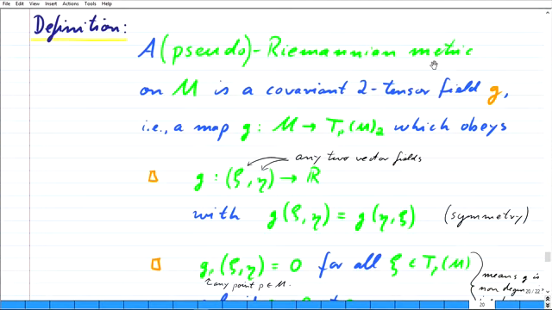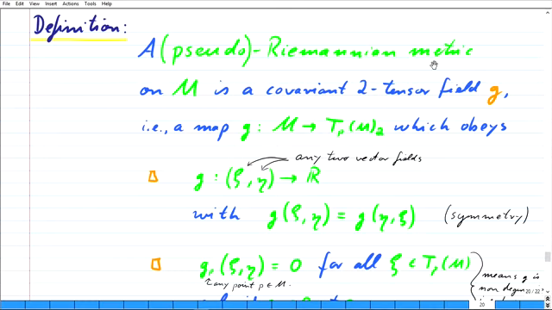We therefore define metrics. We define that a pseudo-Riemannian metric, and I put it in brackets because the definition covers 2 cases, the Riemannian case and the pseudo-Riemannian case, on a manifold M is a covariant two-tensor field, g. That is, it is a map from the manifold into the covariant two-tensors. This is a tangent space, right, with 0 up here, 2 down there. And it's not just any covariant two-tensor field. No, it's got to be obeying those conditions here.